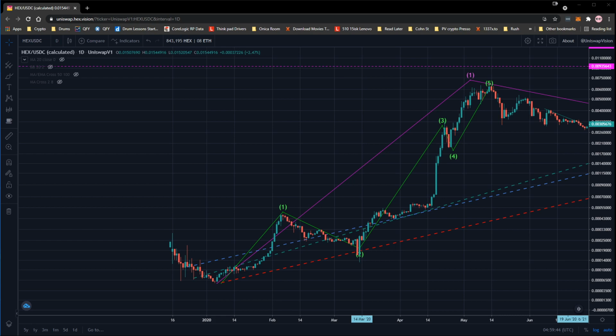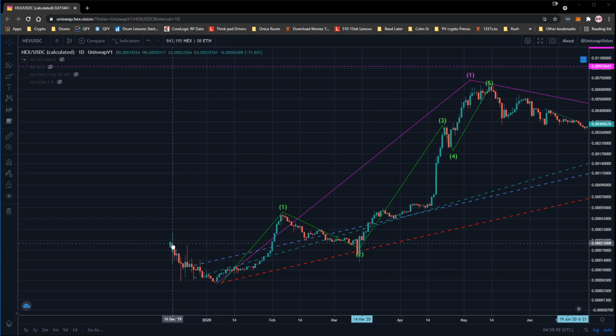Alright guys, this is my 13.5 cent call that I put out there, and I'll see if I can explain why I think the charts are showing this. Here we go.